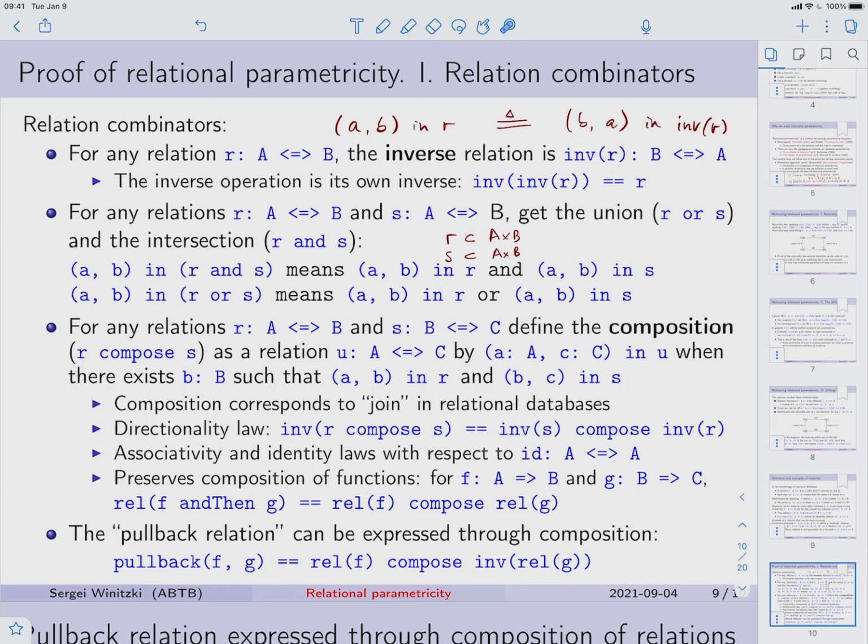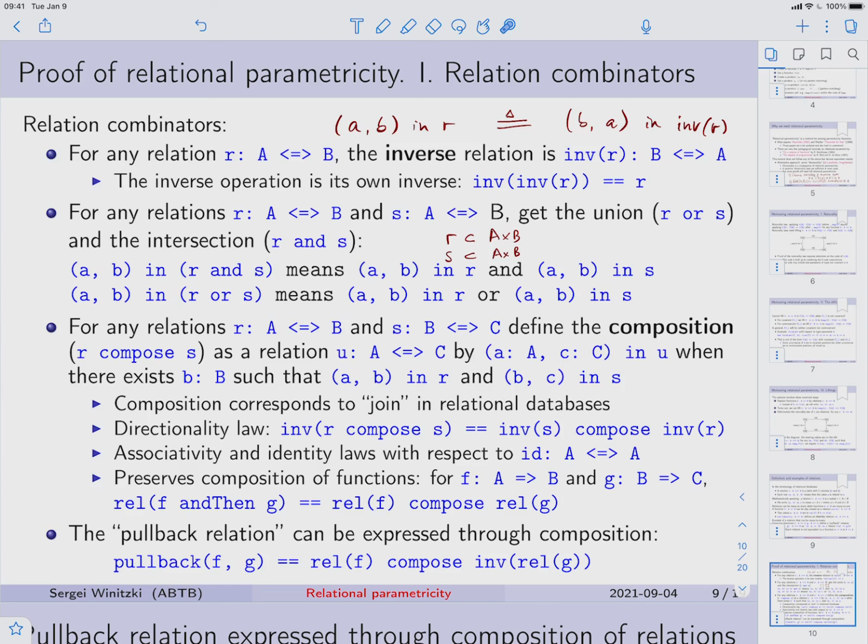Finally, important operation is composition of relations. If you have a relation between A and B and a relation between B to C, then we can define R compose S, and that is going to be a relation between A and C. So this corresponds to join in relational databases. You have a table with columns A and B, you have another table with columns B and C, you join them on the column B.